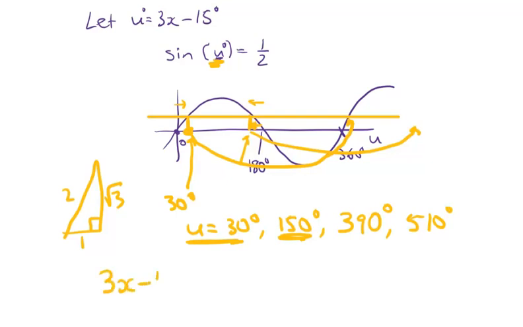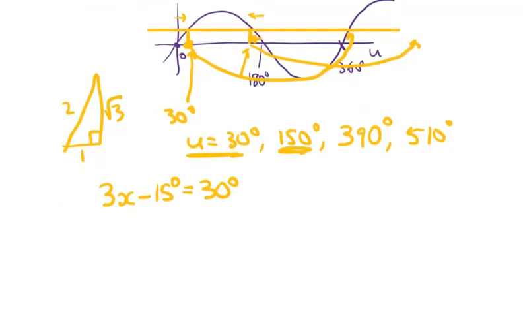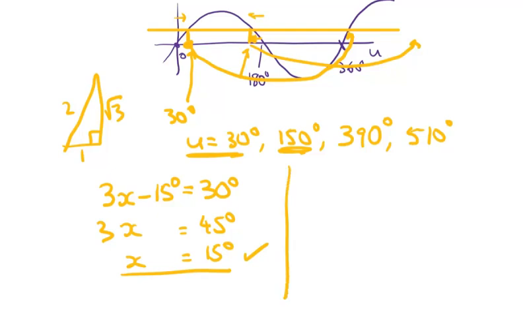So 3x minus 15 degrees is equal to 30. That gives me 3x is equal to 45 degrees. x is equal to 15 degrees. So that's the first one, and it's between 0 and 180. The next one, same kind of thing. 3x minus 15 is 150 degrees. 3x is 165 degrees. So x is equal to 55 degrees.